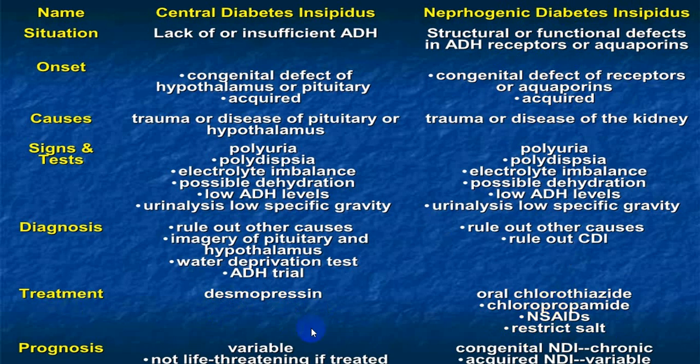Prognosis-wise, usually this is not life-threatening if the fluid replacement intake, etc. is being maintained. While in the nephrogenic variety, usually the congenital form is chronic, while the acquired form, depending upon the treatment and response, will be variable.